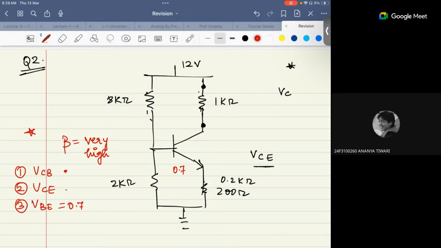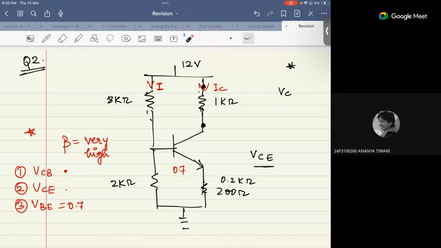Okay, can somebody tell me the current IC? This is not IC, this is I. Can you tell me this current I? Sir, I got VCB as 1.1. Yeah, 1.1 is correct. So if you are getting 1.1, that means VC will be 1.8, right? That's correct.